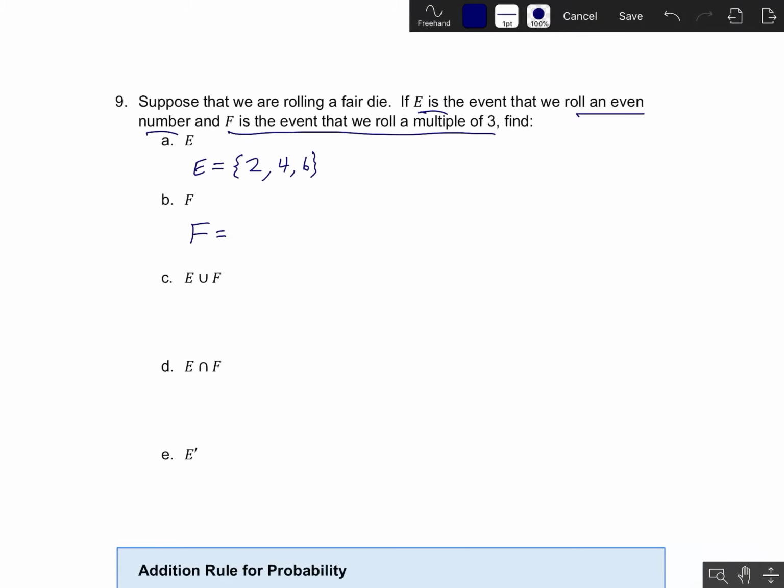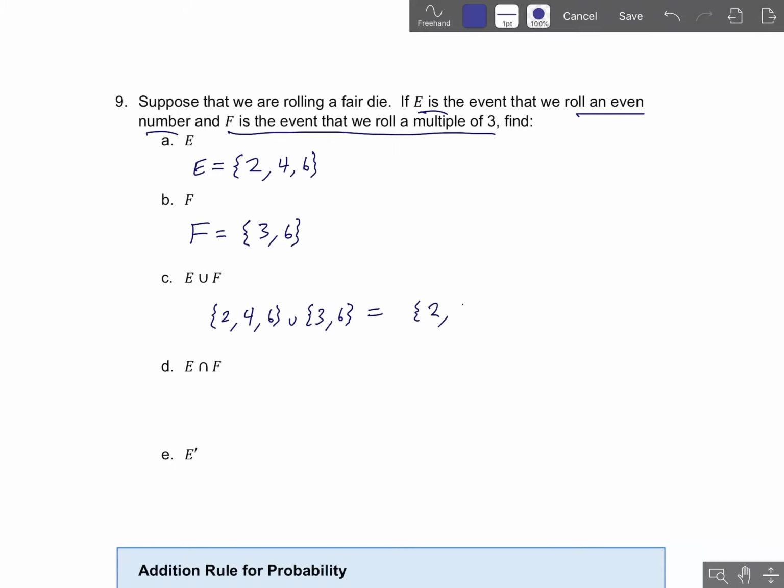Similarly, if we want to write the event F, F is the event that we roll a multiple of 3. The multiples of 3 between 1 and 6 are just 3 and 6. So there's E and F. Now, if I want E union F, that's what we get whenever we combine E together with F. So that would be 2, 4, 6, union 3, 6. So I'm just going to put these together.